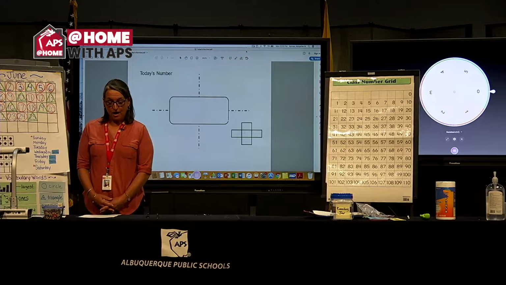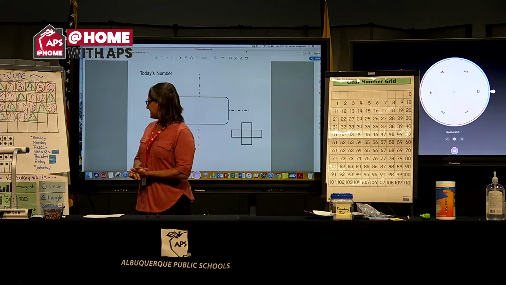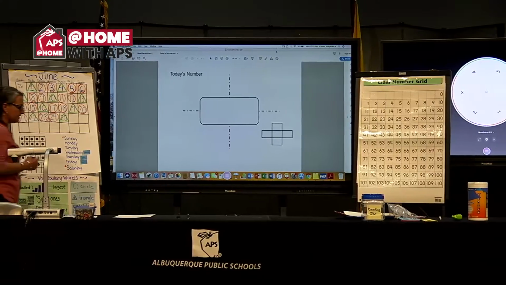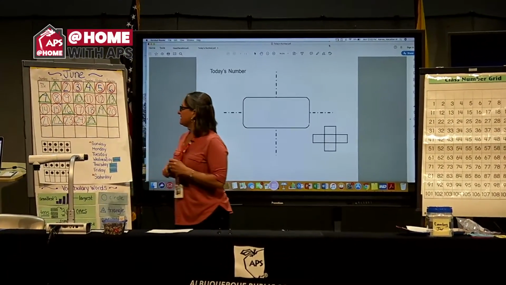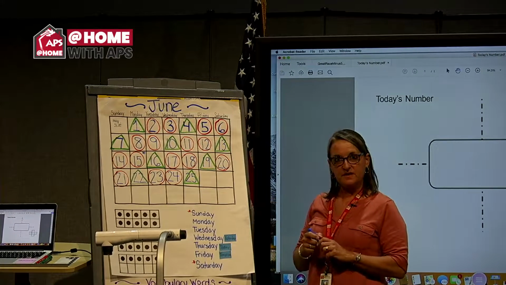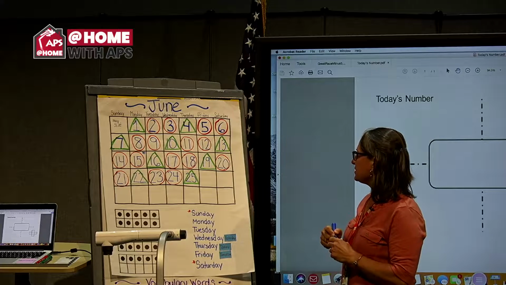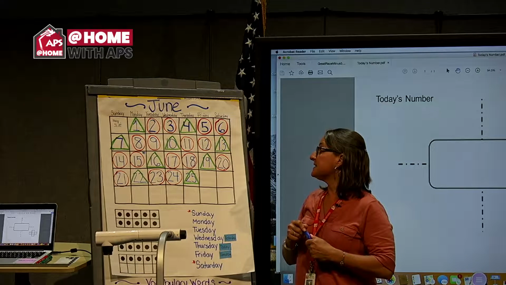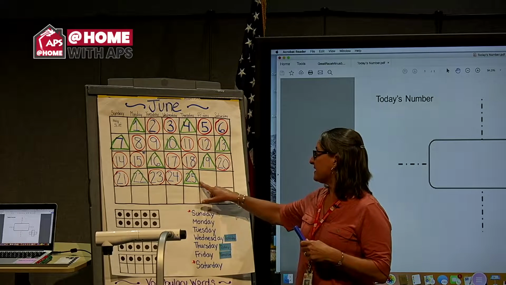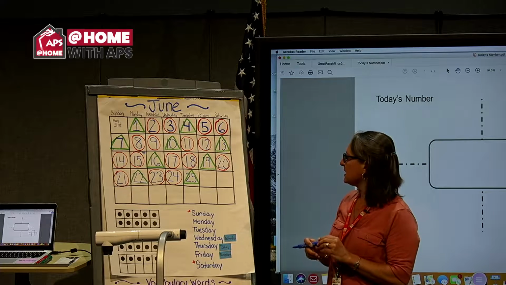So we're going to start off with our calendar routine. Let's take a look at our calendar. Quite a few days have passed since we've been together. The last time we were together was Thursday, the 25th of June. So let's count from the 25th to today. Today is Monday, so we've had many days in between. Let's go ahead and take a look.